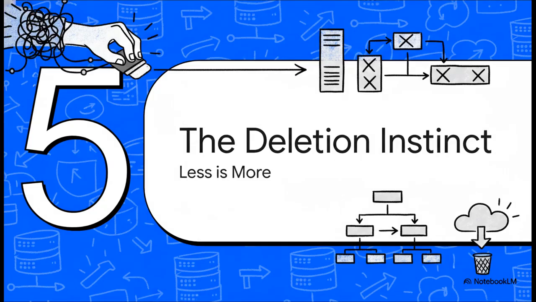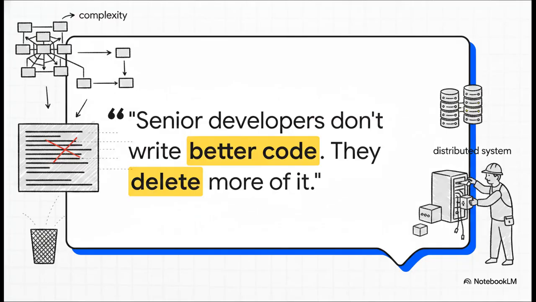Which brings us perfectly to our next core concept, Section 5. The deletion instinct. Senior developers don't write better code. They delete more of it. I absolutely love this quote. Complexity is your worst enemy in a distributed system. See, while junior developers try to prove their worth by adding clever abstractions, shiny new frameworks, and all these just-in-case features, senior developers are quietly removing thousands of lines of code that never should have existed in the first place.